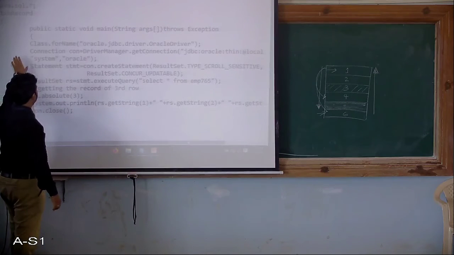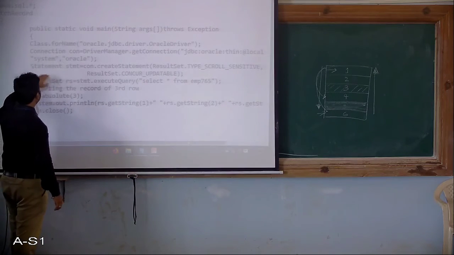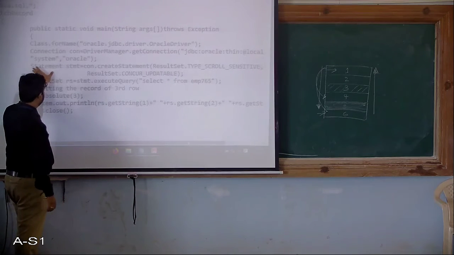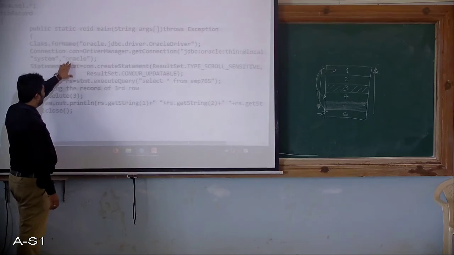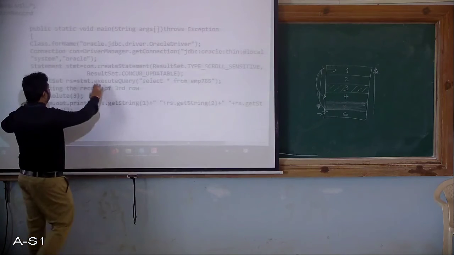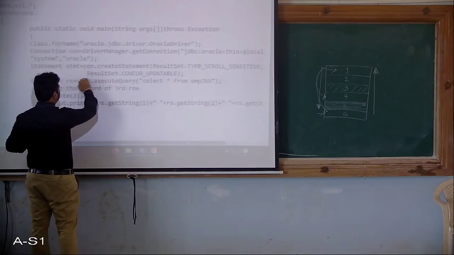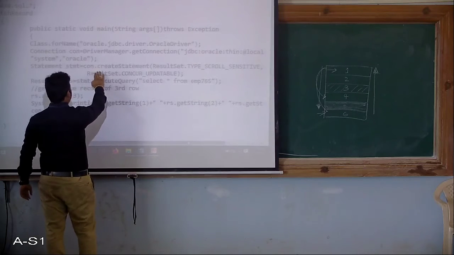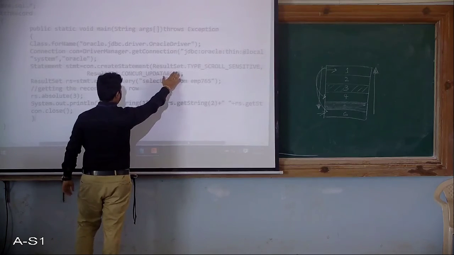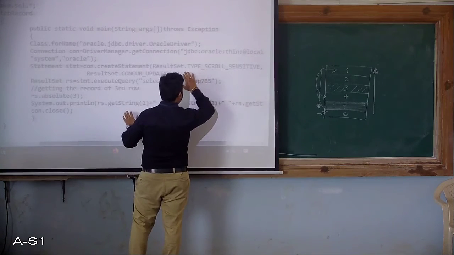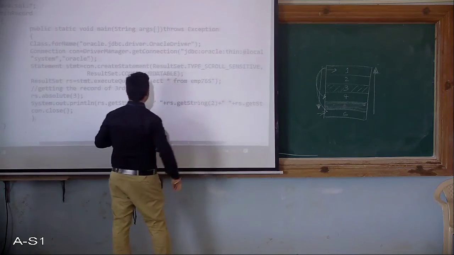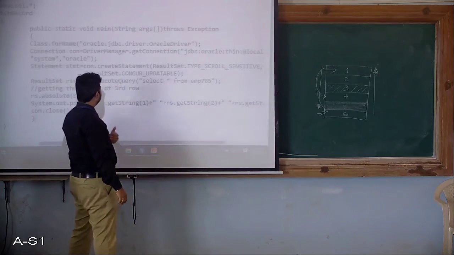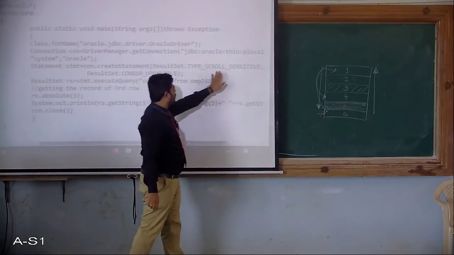After getting connected with that particular database and table, then it is time to create a Statement interface. Okay, so this is my Statement interface. I have created the object of a Statement interface, then a Statement reference, con.createStatement with the result set. You can observe here I have mentioned type scroll sensitive. So I am going to get the result in the form of type scroll sensitive.